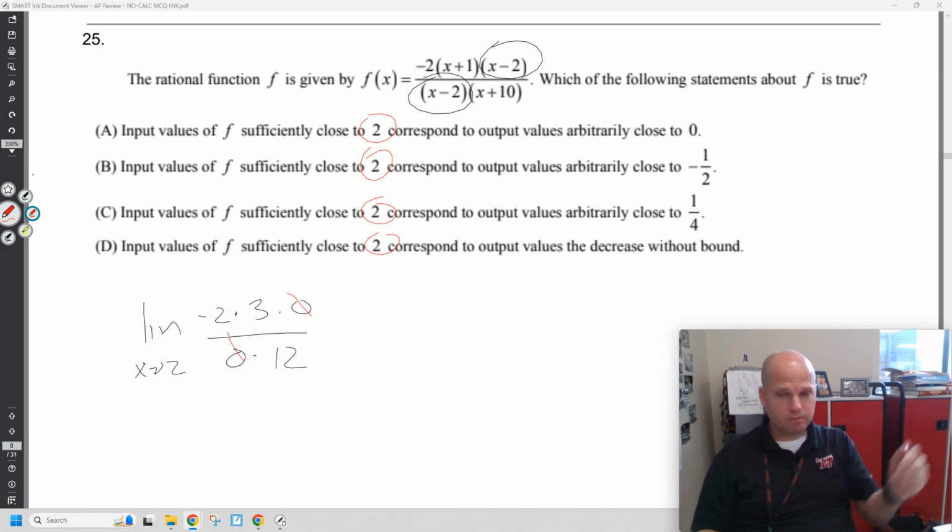Homework? Grab it. Try to complete as much as you can. Entire packet's done by Thursday.